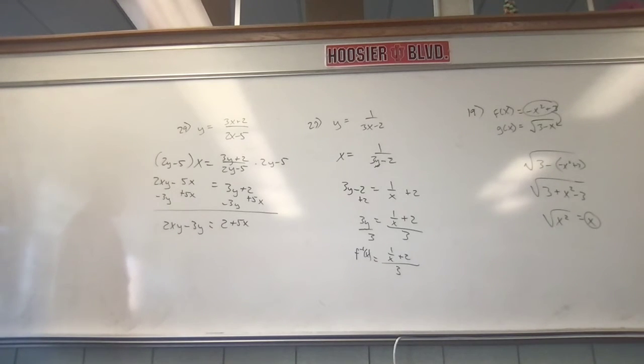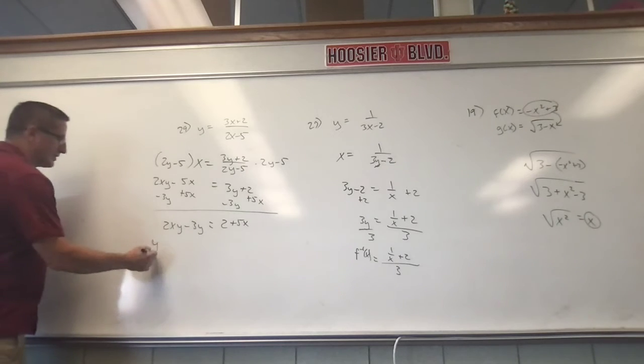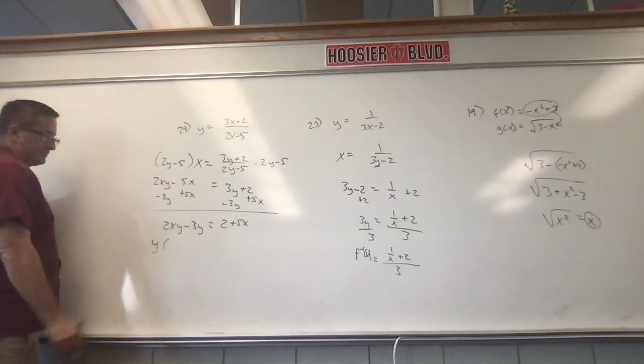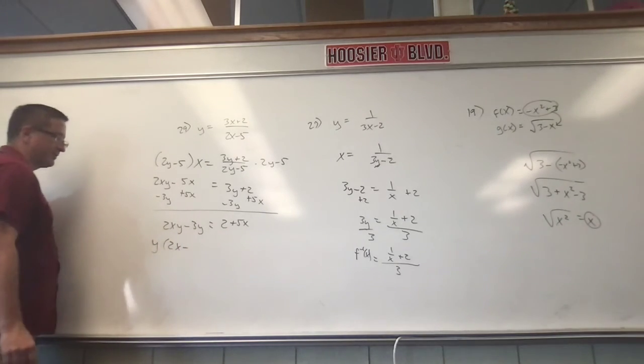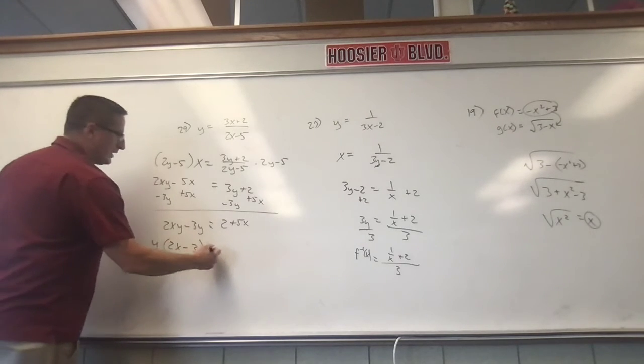You might be like, I'm not sure what to do here. We're going to factor. It's easy factoring though. What could I factor out of each of these? A y. Times what? 2x minus 3 equals 2 plus 5x.